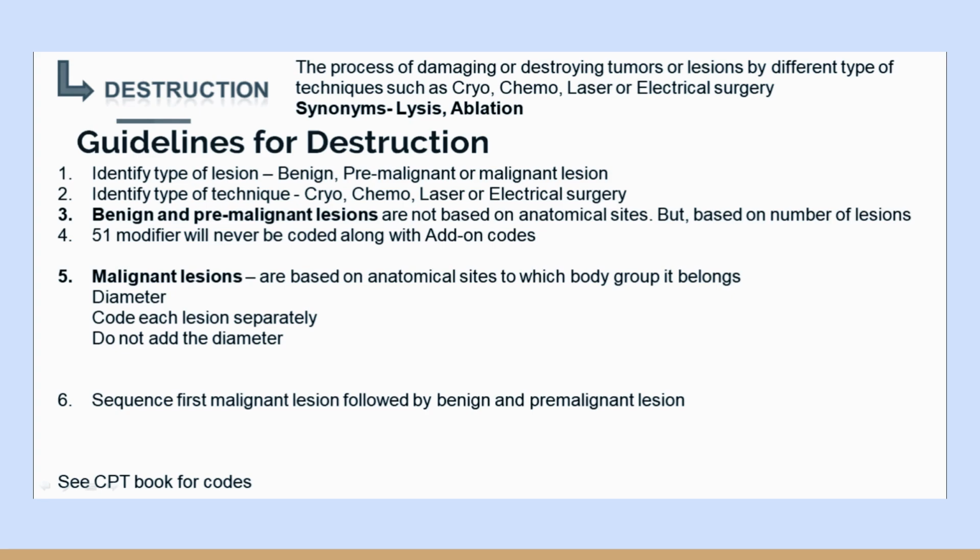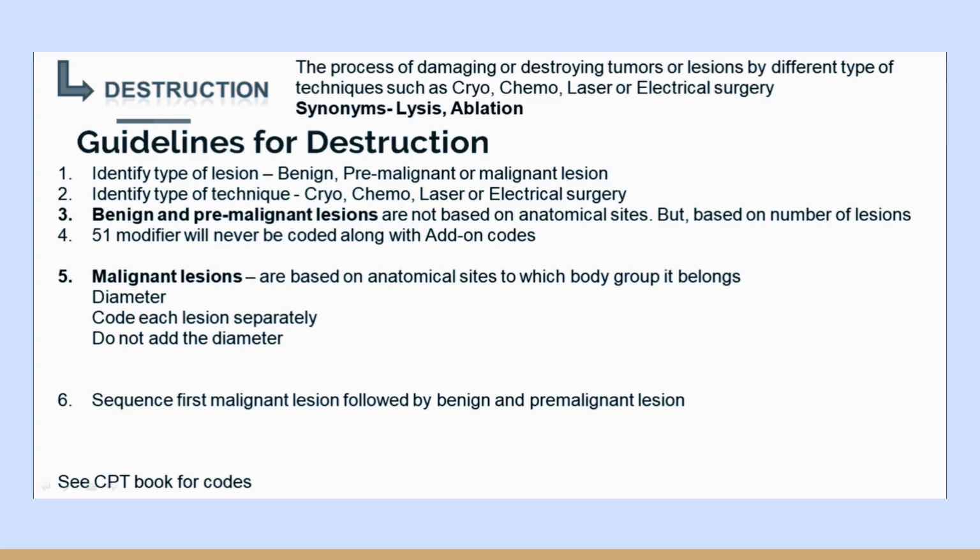So the technique does not matter that much, and the benign and pre-malignant lesions are not based on the anatomical site, but based on the number of the lesions. So we count the number of the lesions as far as the benign and pre-malignant is concerned. And of course, we know when to use the add-on code and when to use the 51. We never use a 51 modifier on the add-on code.